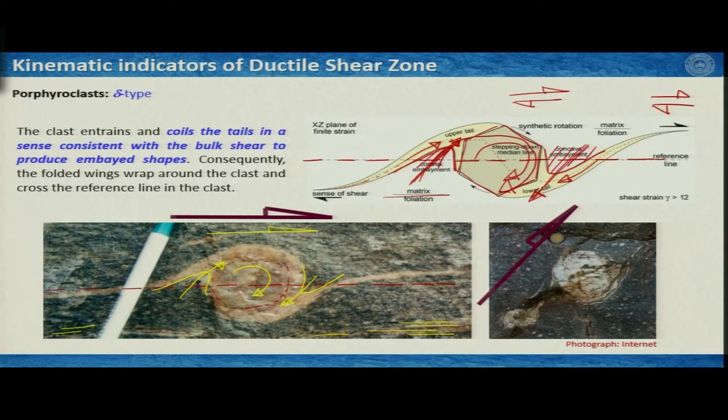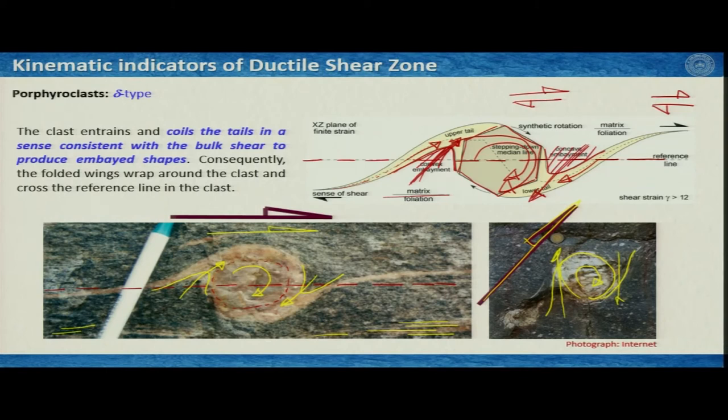Not necessarily you will see fantastic images like this. So for example, here this is the clast again, the second one. Here it is going like this, and here it is going like this. So it is moving in this way, it is moving in this way. This is the sense of rotation, and sense of shear therefore would be something like that.